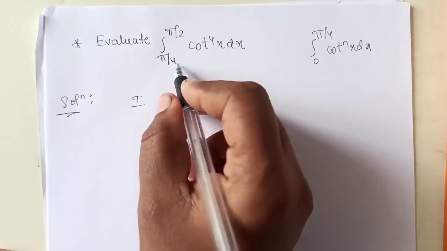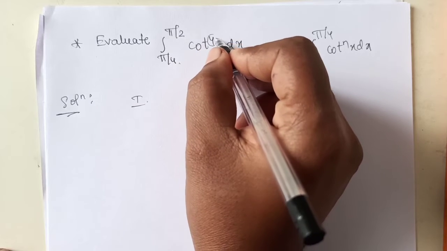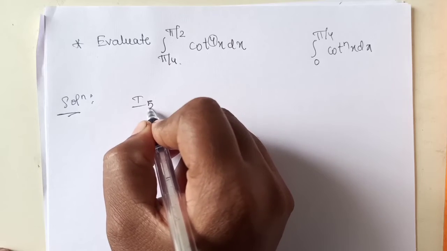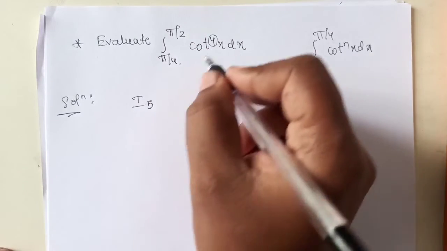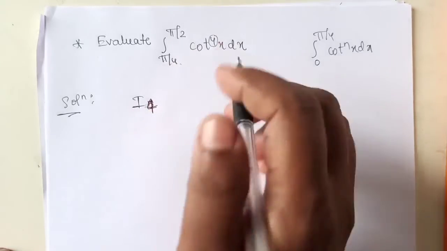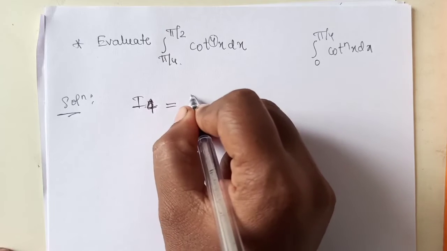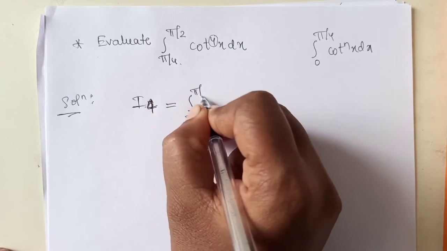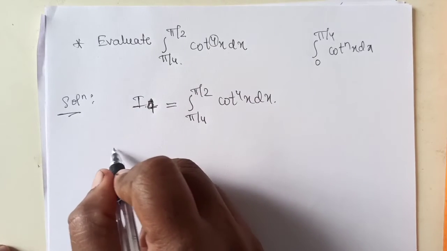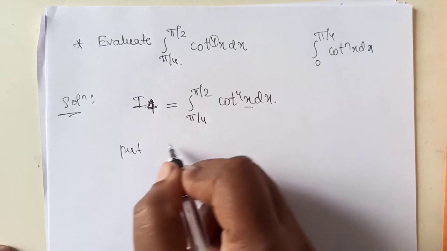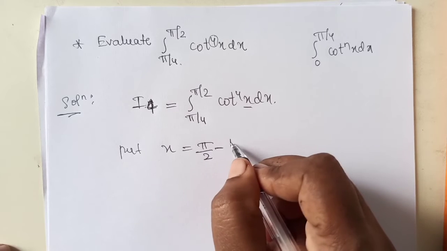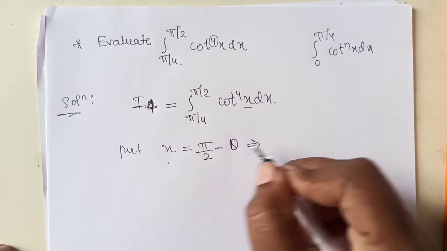So first, let this given integral be, since here the power is 4, sorry, the power is 5, the power is 4 here. Therefore we consider this as I4 equals the integral from pi by 4 to pi by 2 of cot power 4x dx. Okay, so we substitute x equals pi by 2 minus theta, then we get dx.